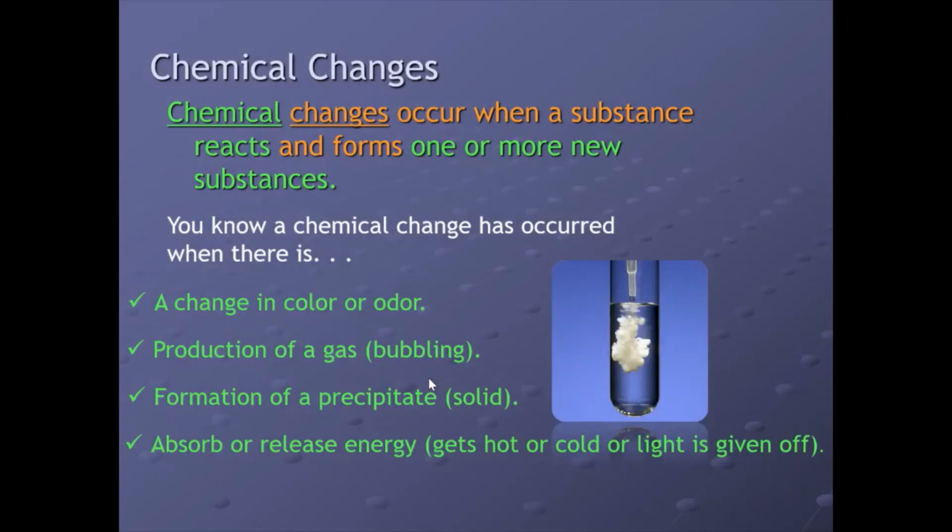And so now let's talk a little bit about the chemical changes. Chemical changes occur when a substance reacts and forms one or more new substances, right? So you know that a chemical change has occurred when there is a change in color or odor. Something you can think of is milk. If you have milk sitting out on the counter, when it's first set out there, it's going to be a white, thick substance, right?